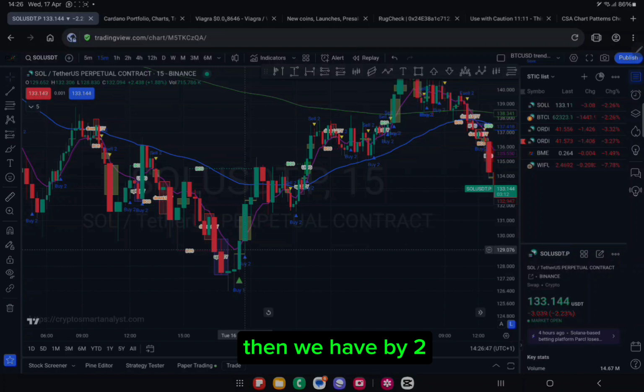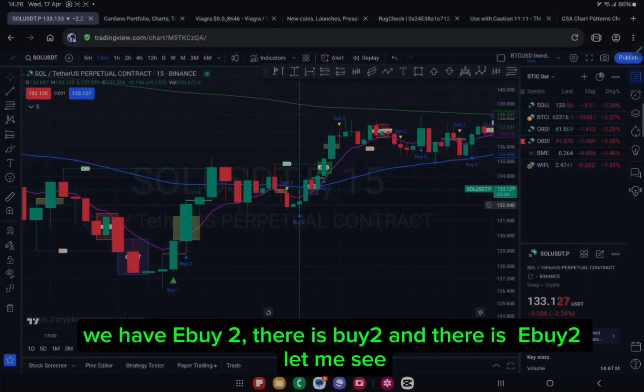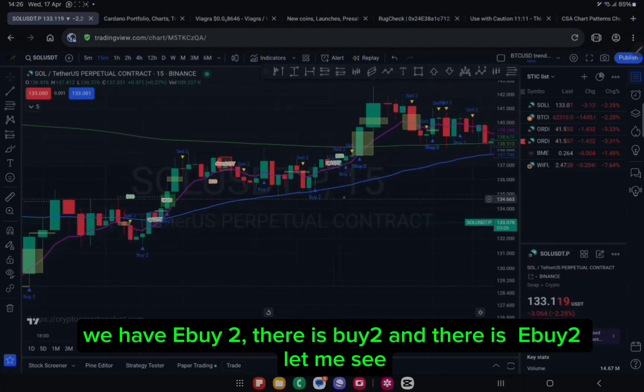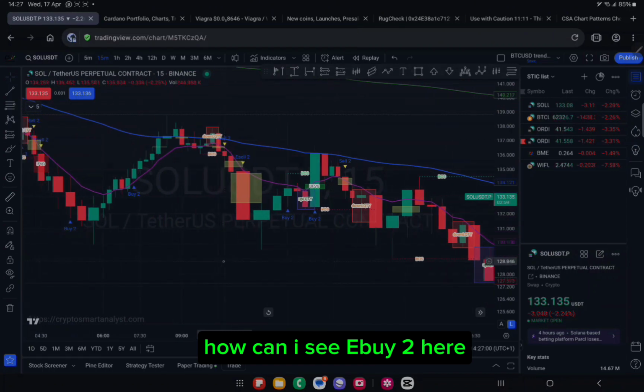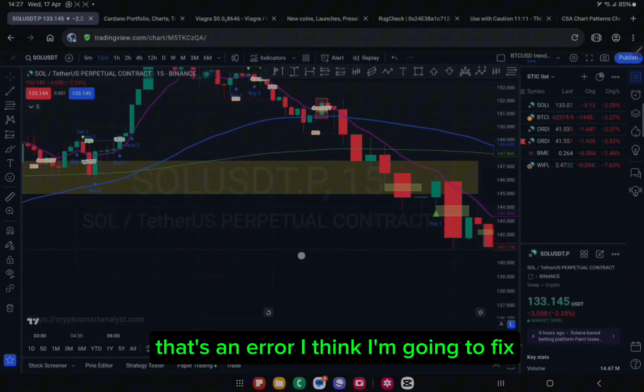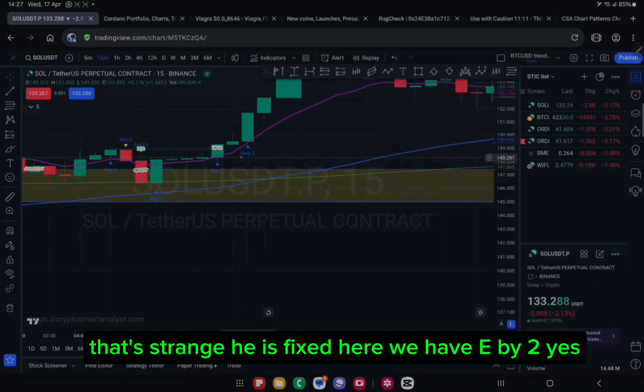Then we have buy two. Buy two also works in such a way that we have buy two, we have E buy two. Let me see. How come I'm not seeing E buy two here? That's an error I think I'm going to fix. Yes. Wow, that's strange. It's fixed there. We have E buy two, yes.